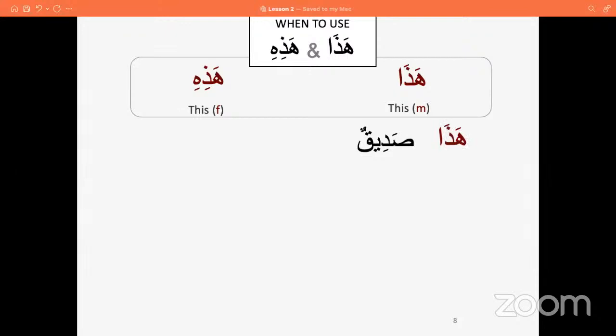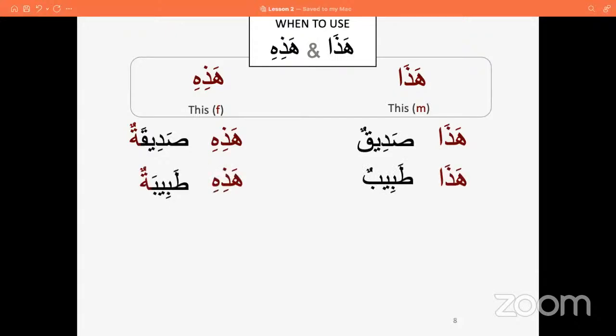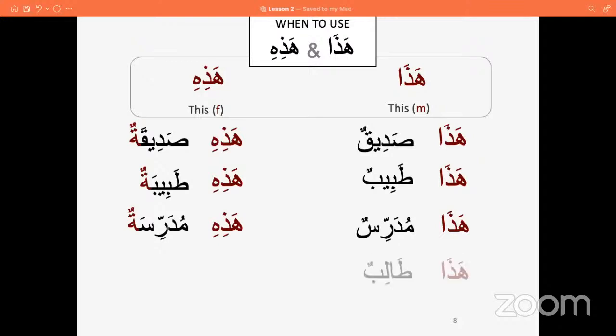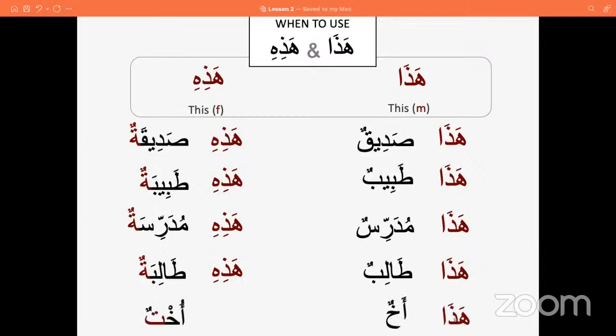So I didn't say هذه صديق because هذه is used to indicate something feminine. So if we have the word صديقة, I wouldn't say هذا here. I would say هذه صديقة. This is a female friend. The same as طبيب. هذا طبيب. طبيبة. هذه طبيبة. مدرس. هذا مدرس. This is a teacher. مدرسة. هذه مدرسة. This is a female teacher. هذا طالب. This is a male student. هذه طالبة. This is a female student. Last example. هذا أخ and هذه أخت.